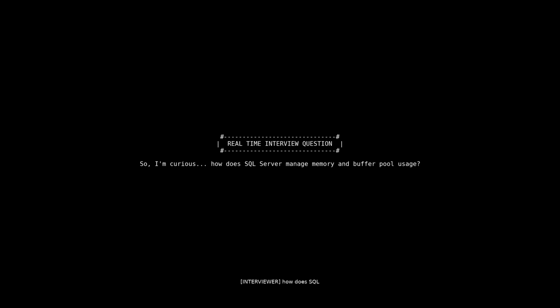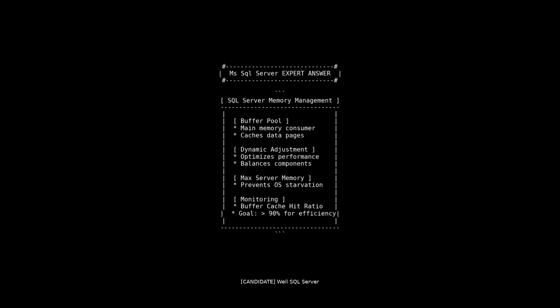So I'm curious, how does SQL Server manage memory and buffer pool usage? Well, SQL Server uses the buffer pool as its main memory consumer to cache data pages. It dynamically adjusts memory to optimize performance, balancing between different internal components.